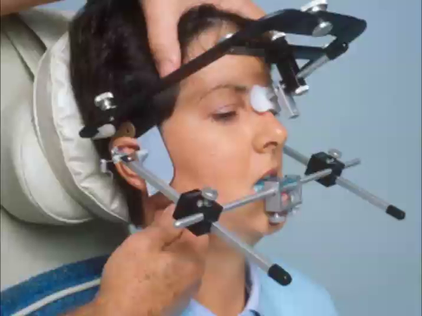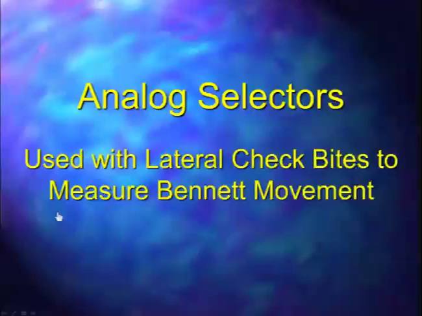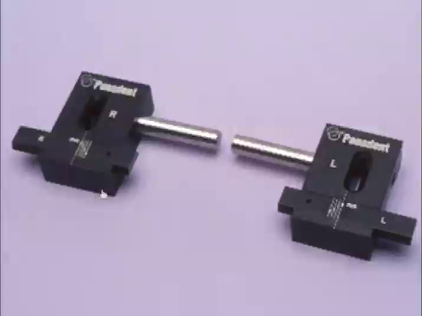And we can actually measure this Bennet movement with our AxioPath recorder, where we have the patient move laterally 3 millimeters, and then we push at the angle of the mandible to simulate a hard chew. As we push at the angle of the mandible, the condyle is moved inward, downward, forward, and as the condyle is moved inward, the recording arm is attached to the mandible, so it also moves inward. That pushes the stylus out, giving the measurement or amount of Bennet movement taking place at the joint. We can also get this information using our analog selectors with lateral check bites to measure the Bennet movement.